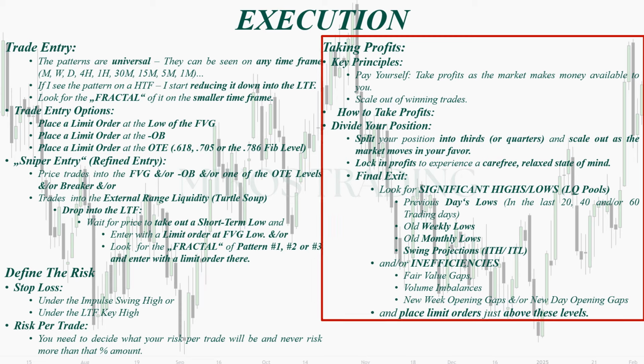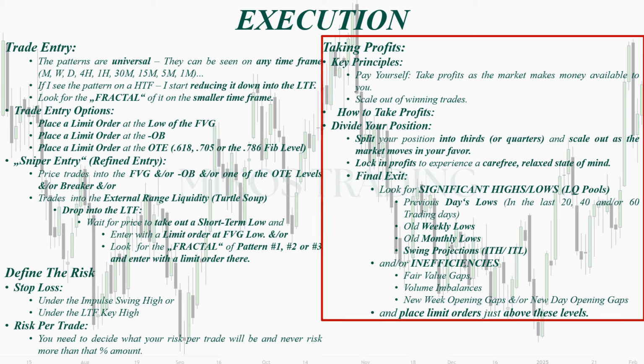For my final exit, I look for significant lows and/or inefficiencies below my entry point. I make sure to pay myself as price trades below previous day's lows, as well as when price trades below all weekly and all monthly lows. I also look to scale out of my positions at inefficiencies below my trade entry point. The inefficiencies can be fair value gaps, volume imbalances, and/or new week and new day opening gaps.